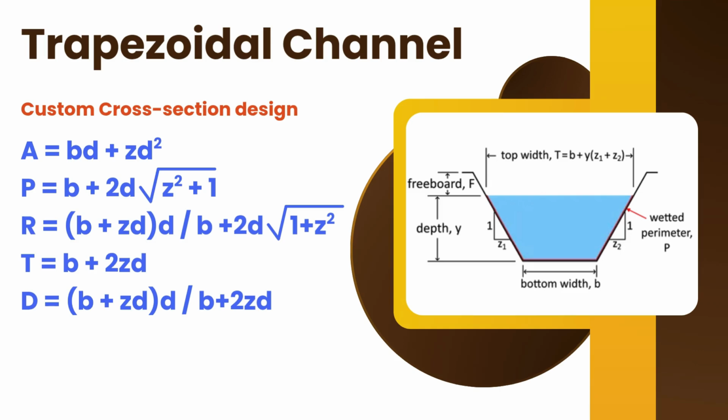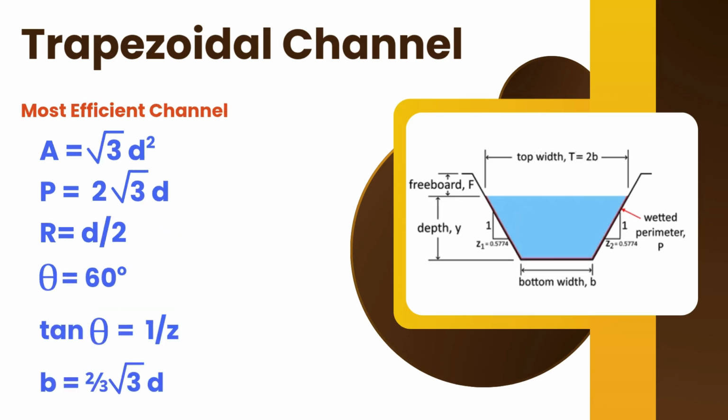The custom cross-section formulas let you tailor the channel design based on the specific width, depth, and side slopes you want to use. On the other hand, the best hydraulic cross-section formulas help you find the most efficient proportions to maximize flow and minimize resistance, making it ideal for long-term performance and material savings.